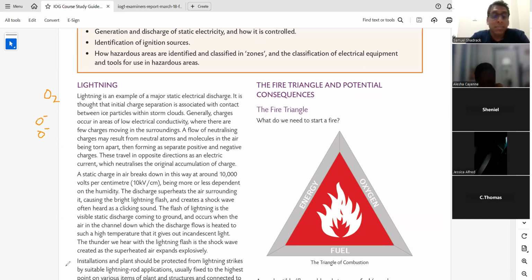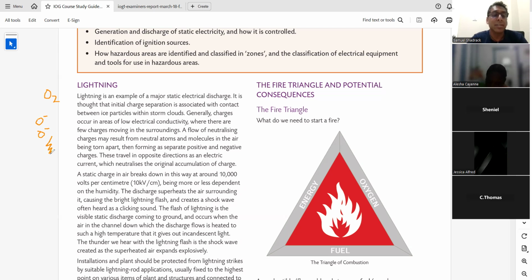I don't think there's anything more. I don't think you're going to get a question on what is lightning. I think the question here is what is a hazard of storing flammable liquids in tanks, and one of the answers is lightning strike, right? So you can read all about it here. The flashing of lightning is the visible static discharge coming to the ground. Why does it come to the ground?